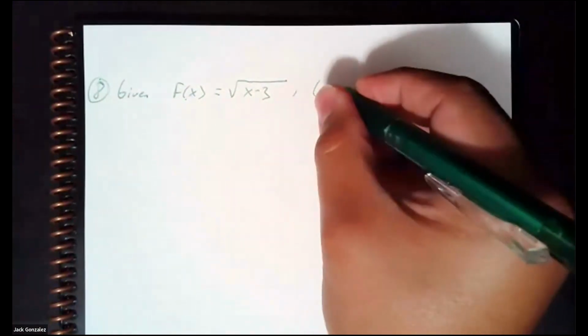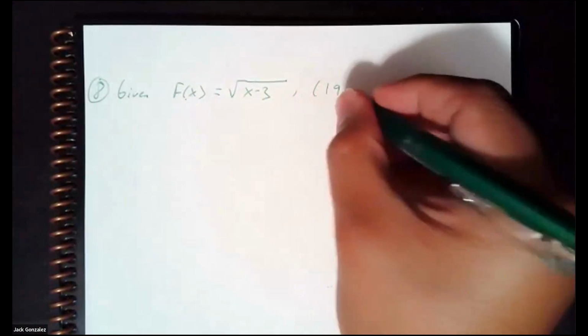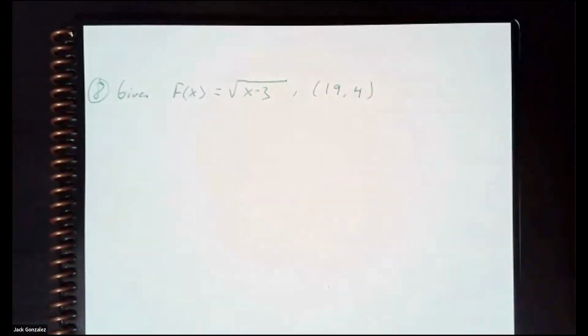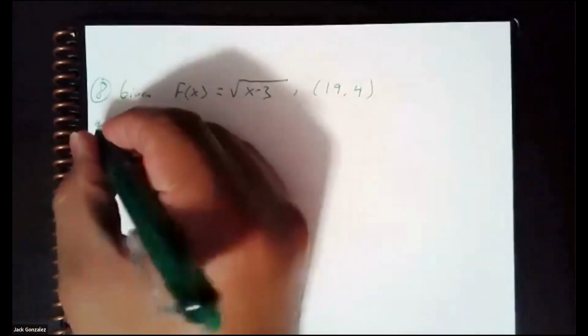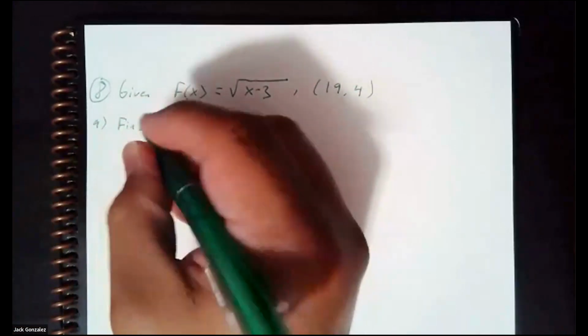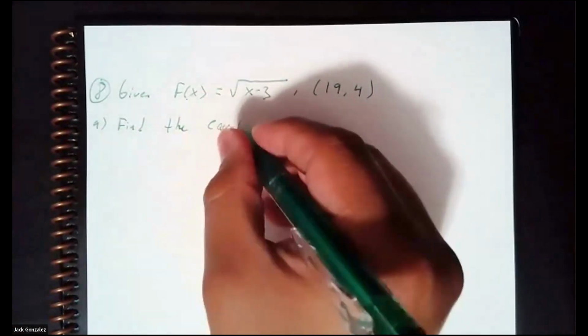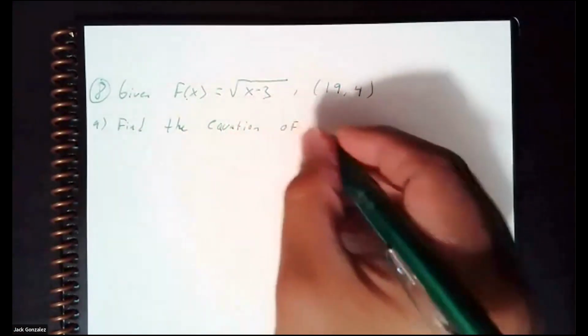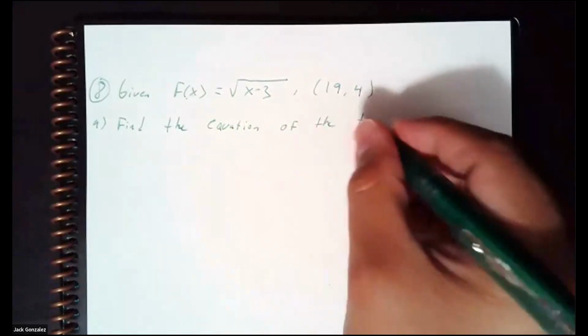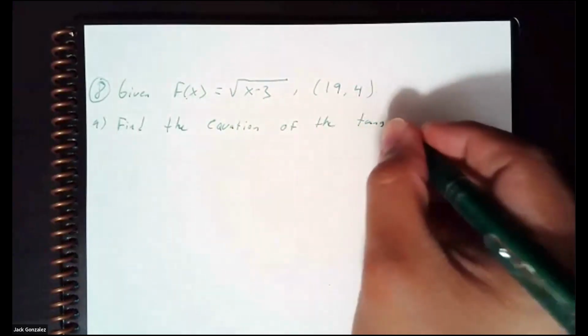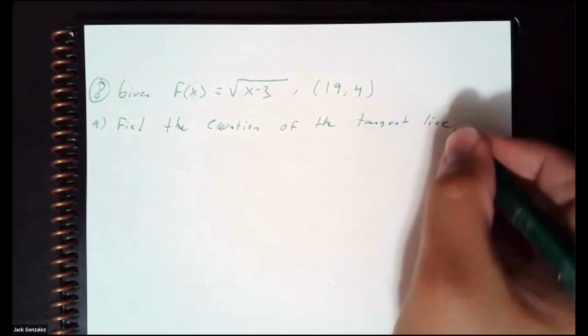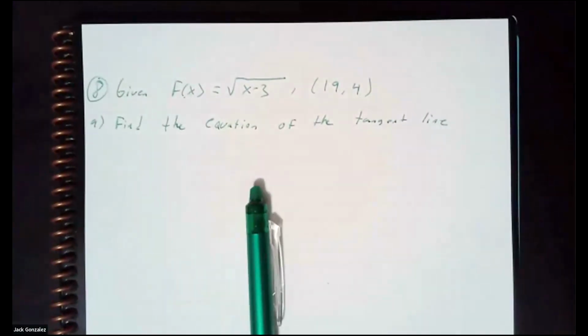Given this function and a point, part A says find the equation of the tangent line. So again, let's graph this and go over what tangent line means, just in case you don't remember.